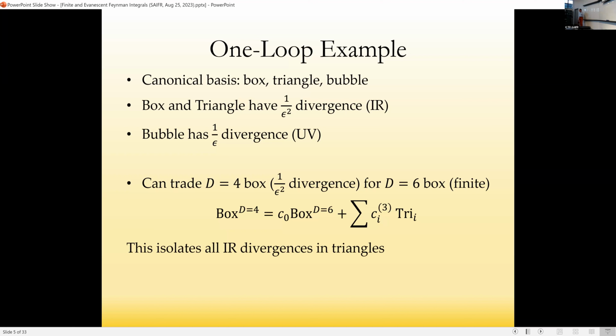And that's the longer range vision: you want to isolate the IR divergences in a smaller set of integrals. We're just taking the first step today.